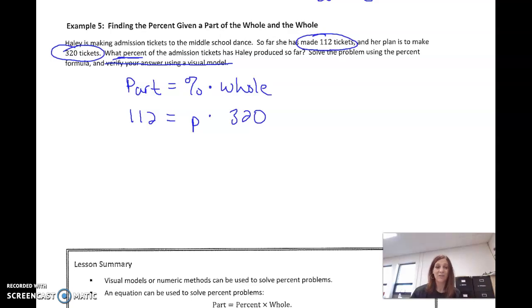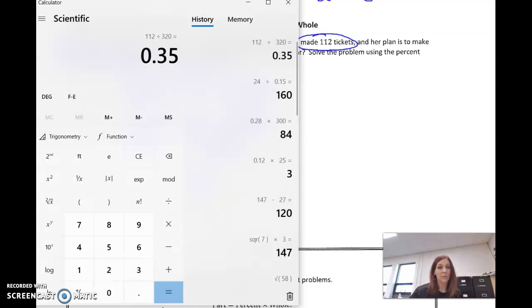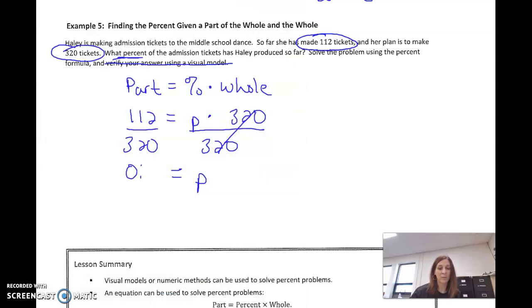At this point, what are we solving for? P. What do we have to get rid of? 320. It's times 320, so I'm going to divide by 320. Whatever I do to one side, I do to the other. That should all sound familiar because I say it all the time. P equals 112 divided by 320 equals 0.35.